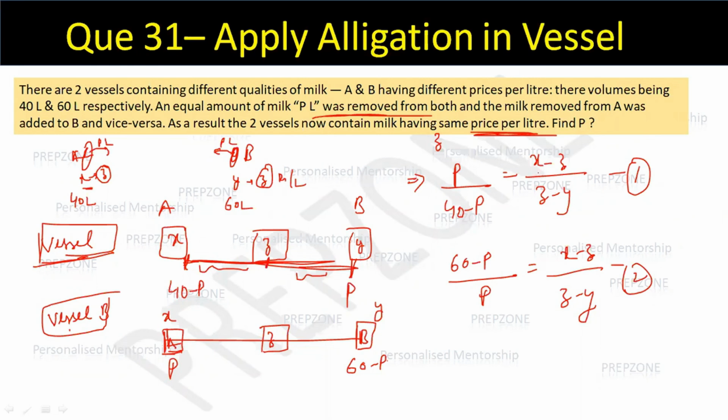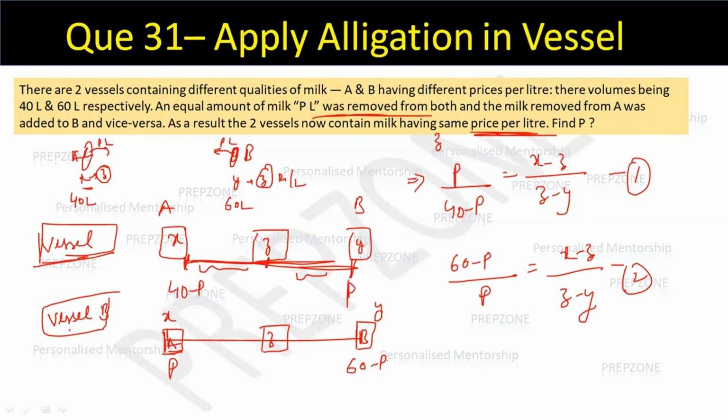Okay, so see, पहले मैं क्या कर रहा हूँ? पहले मैं vessel A में लगा रहा हूँ. So see what is given to me is मैंने A और B दोनों में से P unit पहले निकाल लिया है. ठीक है? It is removed from both vessel A and B, and now I'm trying to apply allegation in vessel number A, which says कि मैं जो B से P unit निकाला है उसको मैं vessel A में डाल रहा हूँ. So this is the graph for that.